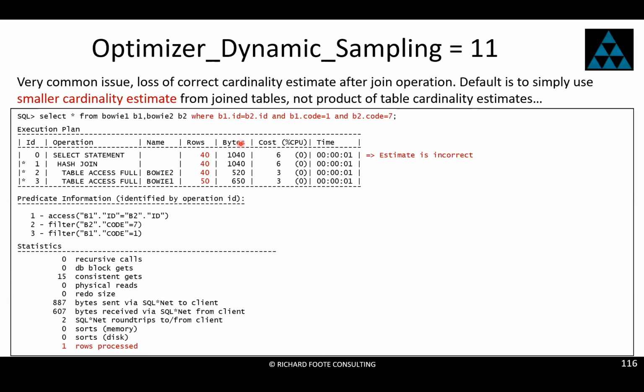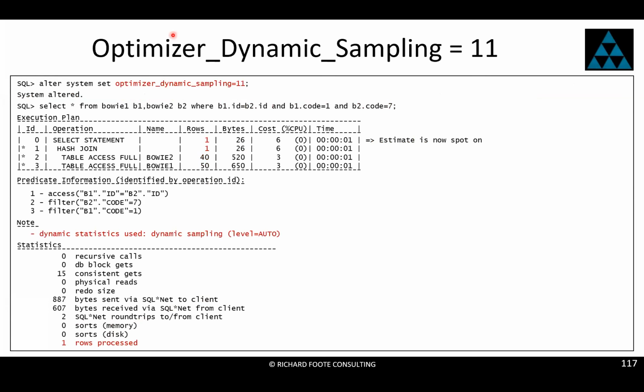So what Oracle does by default, it just takes the lower figure and says, I'm going to assume I'm going to get 40 of them. It could be anything up to 40. So I'm just going to assume I'm going to get up to 40 of them. But in this case, it's hopelessly wrong. I'm actually only going to get 1. And because it's wrong, all hell can break loose. In this example, no, but you can imagine if I'm going to do subsequent joins, all hell can break loose.